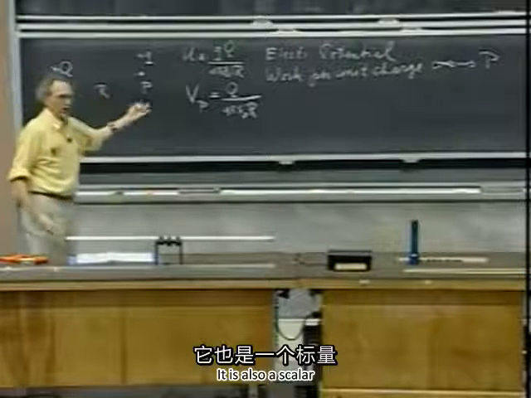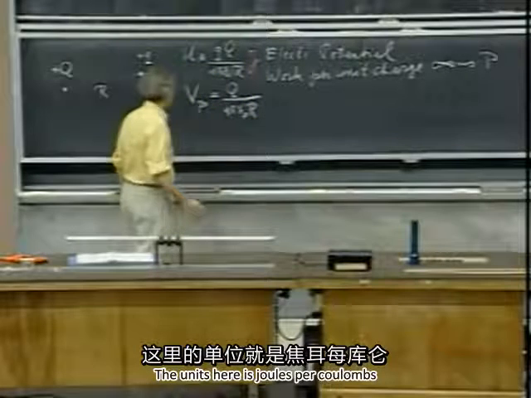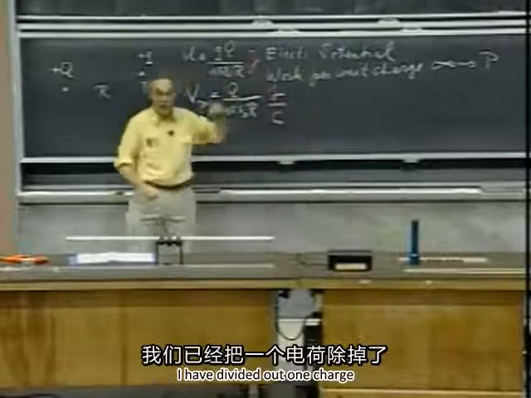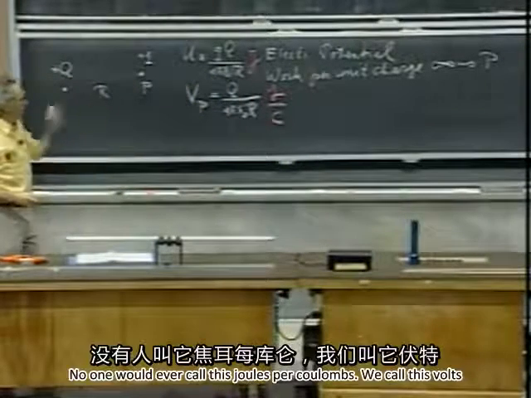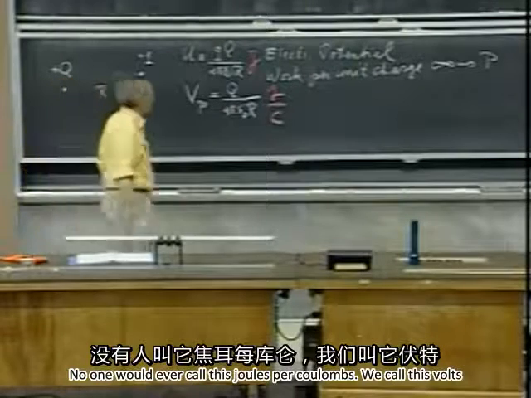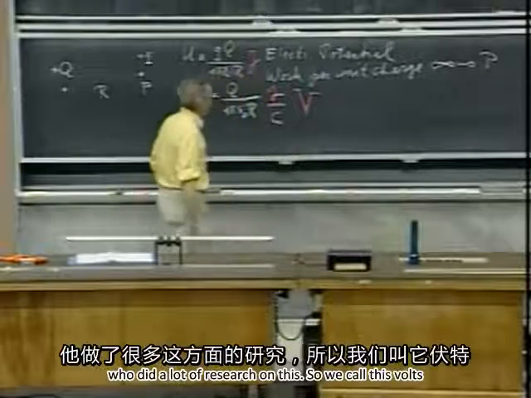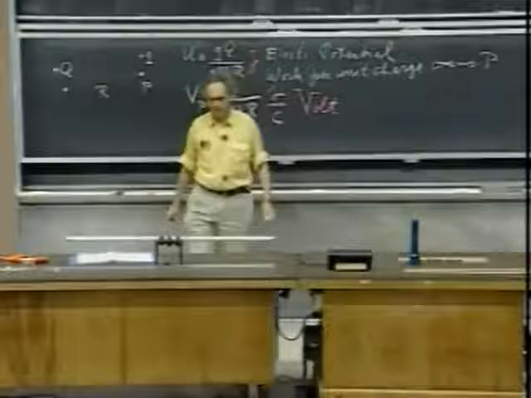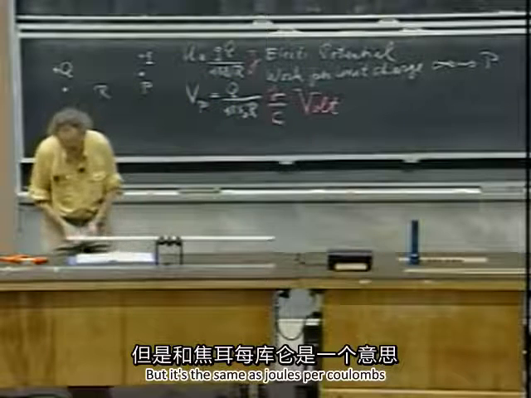It is also a scalar. The unit here is joules per Coulomb. I have divided out one charge. It's work per unit charge. No one would ever call this joules per Coulomb. We call this volts, called after the great Volta, who did a lot of research on this. So we call this volts. But it's the same as joules per Coulomb.